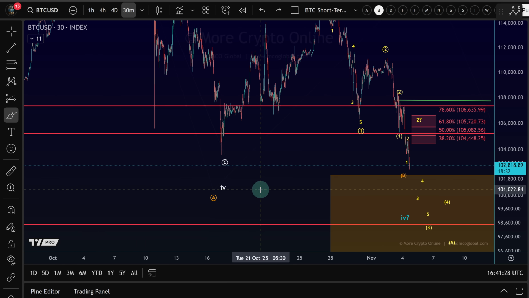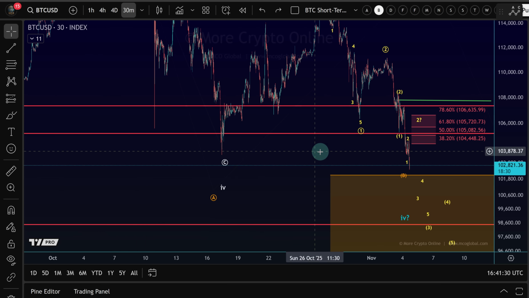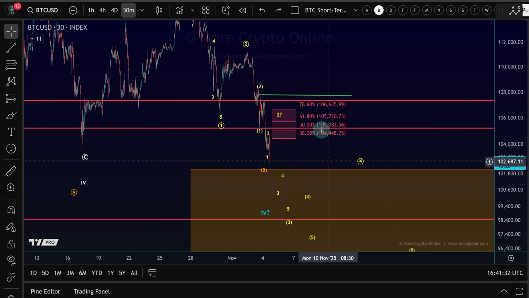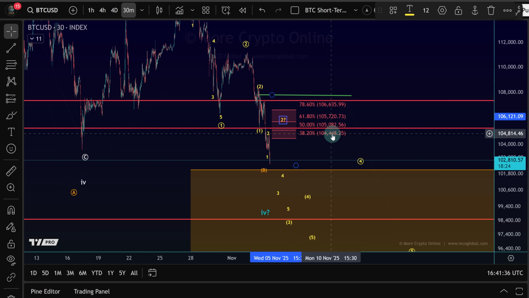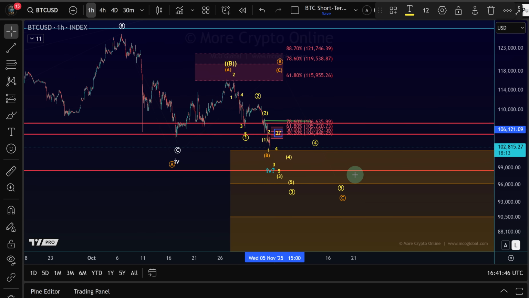I will pay close attention to 2 key supports. First of all, there is a resistance zone I added. In case we get a bit of a bounce, this would be the first resistance, in case this wave 2 extends, between 104,448 and 106,635. But I'm going to watch 2 support areas because this is not carved in stone, yeah?